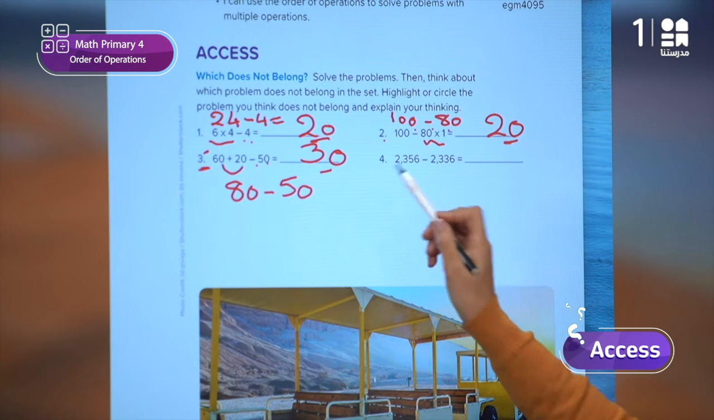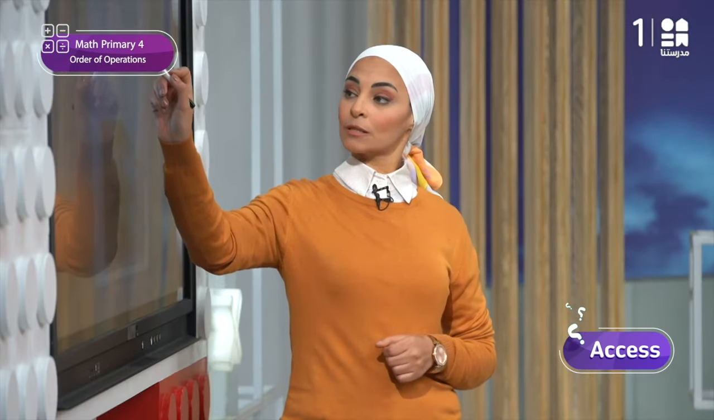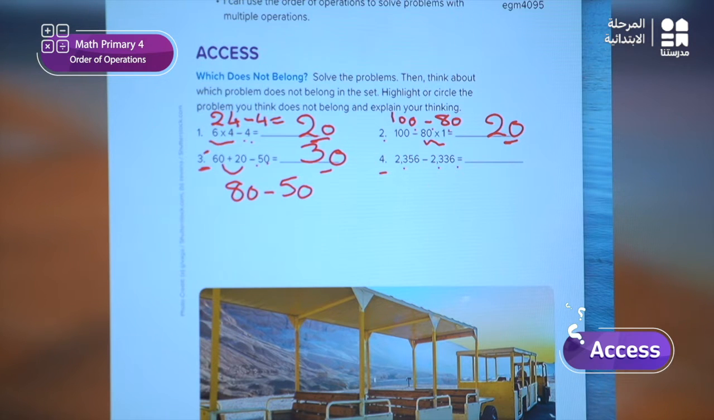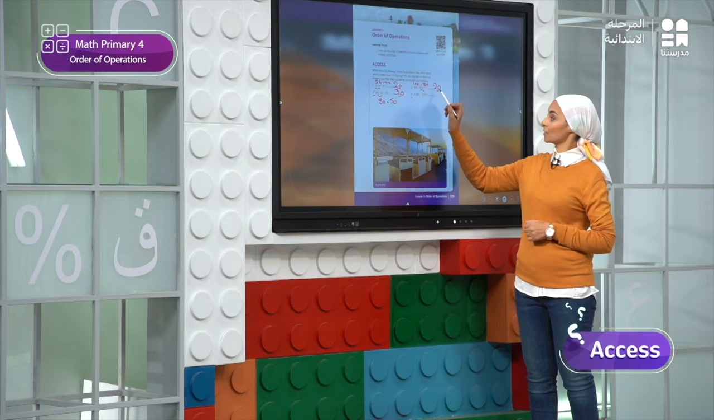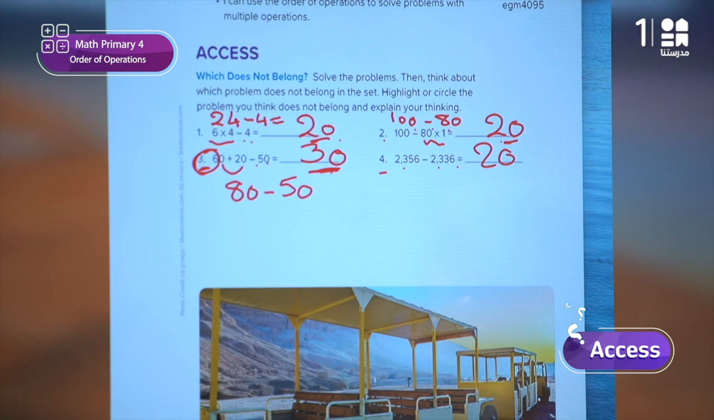And now let's move to problem number 4, the last problem here. Here I'm asked to subtract 2,356 minus 2,336. Now, when I asked my students about the differences, some of them said problem 3 is different. Why is problem 3 different? Because the other problems have a result of 20, and here it is 30. So 3 is different because it has a different answer.